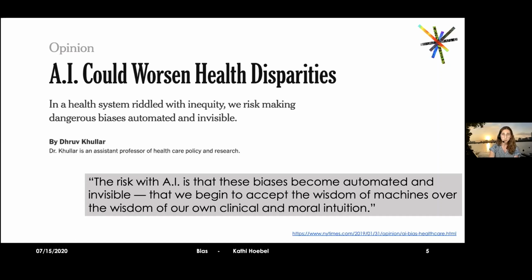And Dr. Kula's conclusion in the article is that the risk with AI is that these biases become automated and invisible, that we begin to accept the wisdom of machines over the wisdom of our own clinical and moral intuition. And that hints towards another quote-unquote bias, kind of like a downstream bias, or maybe even danger in the deployment of AI algorithms in the clinic, meaning that users would rather trust the output of an algorithm than their own intuition that they might have developed over years of training.